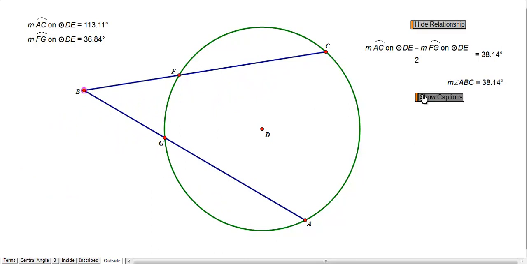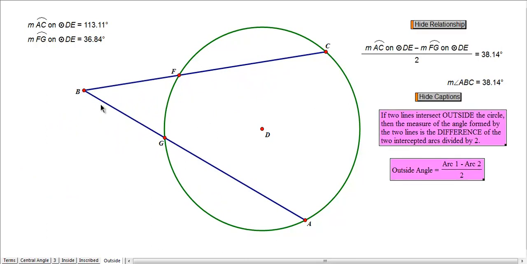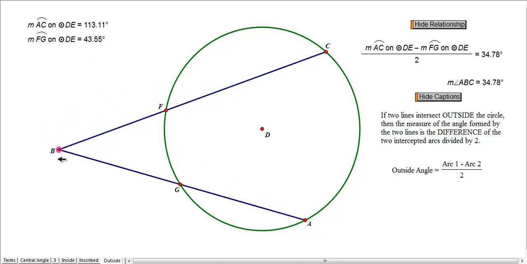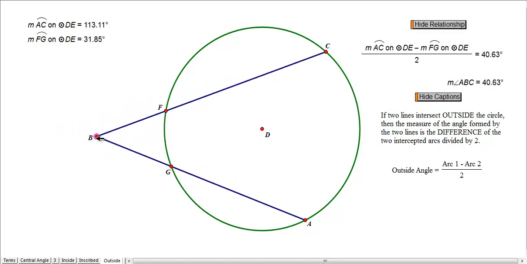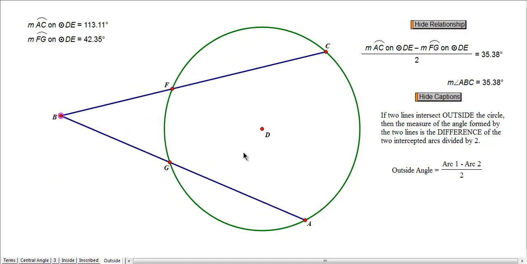And we can write that down as well. So when the vertex is outside, then I take the difference of the intercepted arcs. So again, this is what's inside the two lines. So there's one, from A to C, this arc right here. I'll build the arc just so you can see it. Well, never mind.